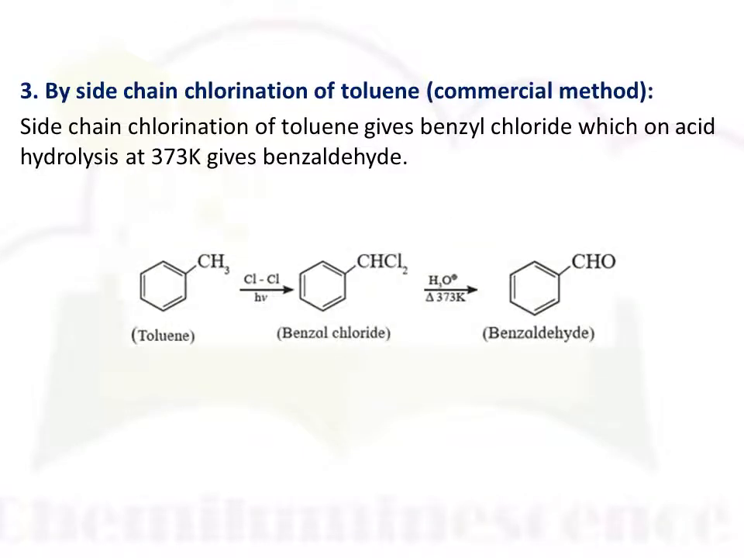Let's see with the help of equation. Toluene on chlorination in presence of light gives benzyl chloride as a product, which on further acid hydrolysis at 373 Kelvin gives benzaldehyde as a final product. In this reaction also, the methyl group of this benzene ring gets converted into a formyl group, and we get benzaldehyde as a product. If you observe, in all these three reactions, the starting material is the same, that is methyl benzene, only the conditions are different.